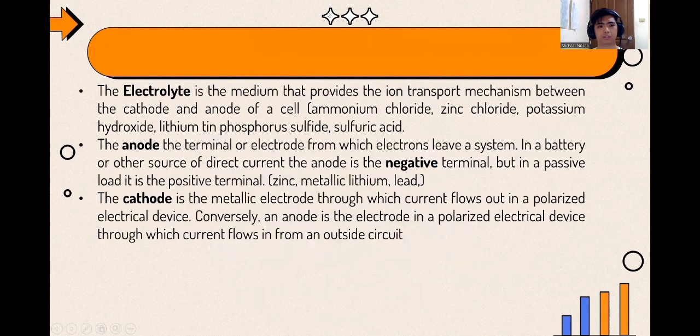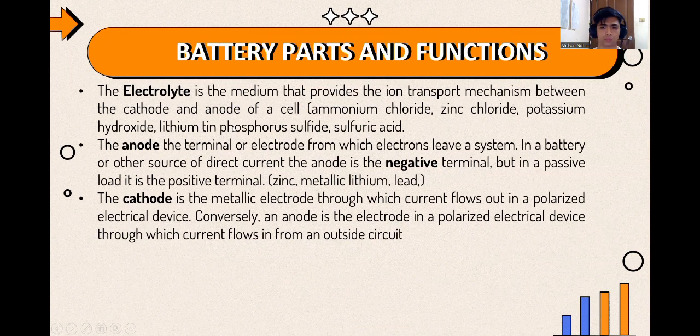Battery parts and functions. Electrolyte is the medium that provides the transport mechanism between the cathode and anode of a cell: ammonium chloride, zinc chloride, potassium hydroxide, lithium, tin, phosphorus, sulfide, and sulfuric acid. The anode is the terminal or electrode from which electrons leave a system in a battery or other source of direct current. The anode is the negative terminal.